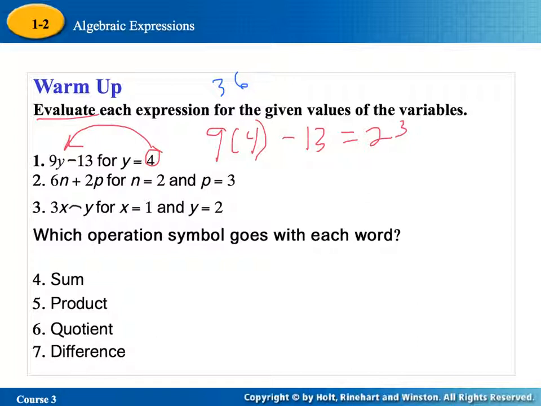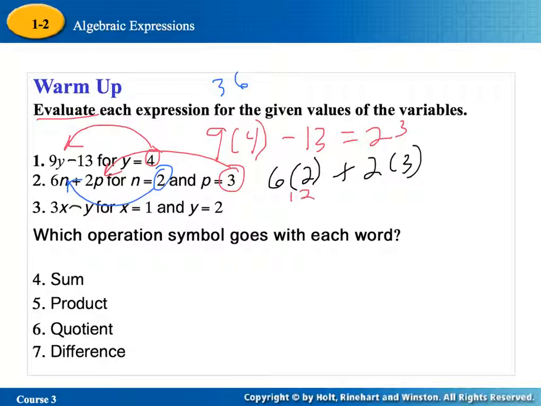All right. Second one, we're going to plug 2 in for n and plug 3 in for p, and our expression becomes 6 times 2 plus 2 times 3. What we have to do first is multiply. We multiply 6 times 2, which is 12. We also multiply 2 times 3, which is 6. Add between them, and our overall answer is going to be 18. So we have 23 for the first one and 18 for the second one.